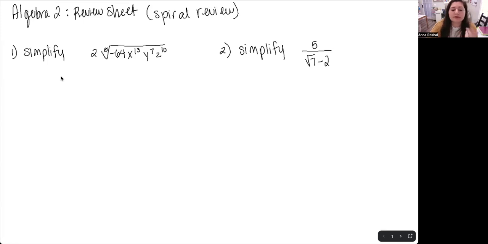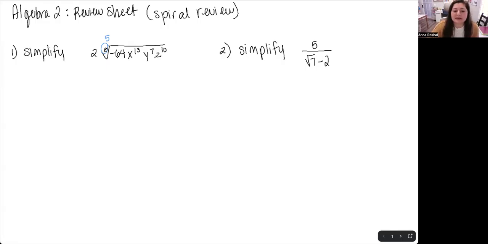Okay, so most of the instructions are simplify, and I didn't realize that, so I just wrote simplify for pretty much every single problem. Okay, so we are looking for the fifth root, in case that's a weird looking number. It's supposed to be little in the radical, right? It's the index. So I want to know how many groups of five of the same exact thing I get with this negative 64, x to the 13th, y to the 7th, z to the 10th.